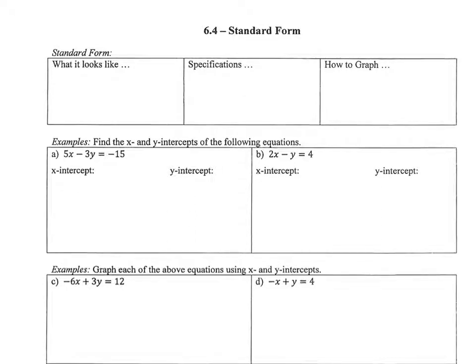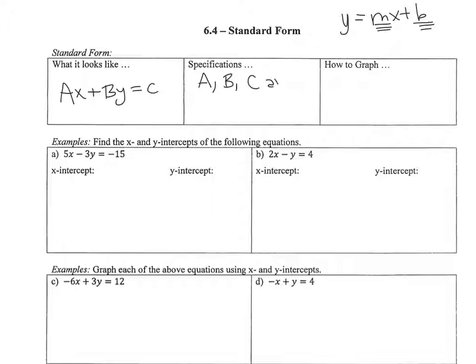Standard form is another way to write a linear relationship. So we have slope-intercept form, which is y equals mx plus b, where m is the slope and b is the y-intercept. And we also have standard form, which is ax plus by equals c. So the specifications are a, b, and c are integers, and x and y are on the same side.